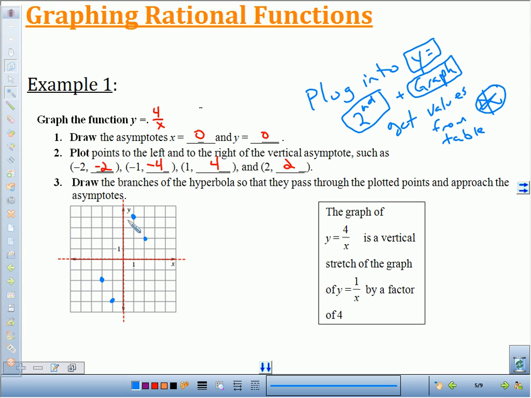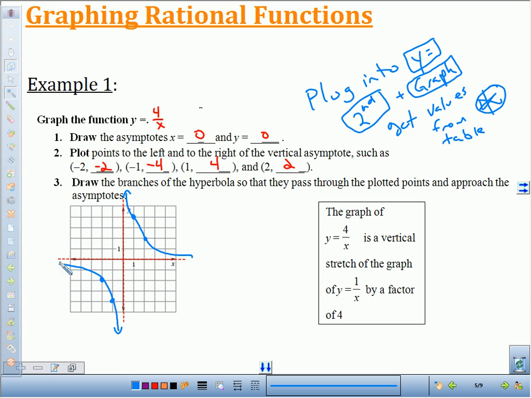So of course our graphs are going to be symmetrical branches on either side of this graph here, in quadrants 1 and 3. We want to draw the branches so that they pass through the plotted points and approach the asymptotes. So from here we're going to go up closer to the vertical asymptote, and then on the bottom, of course, closer to the lower asymptote. And we're going to do the same thing over here.